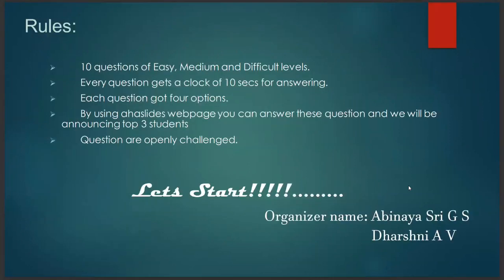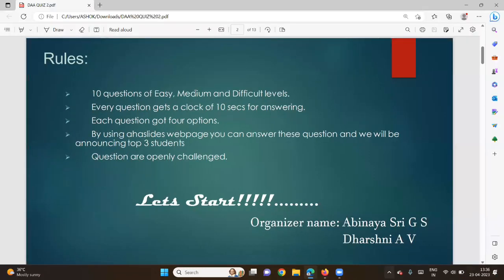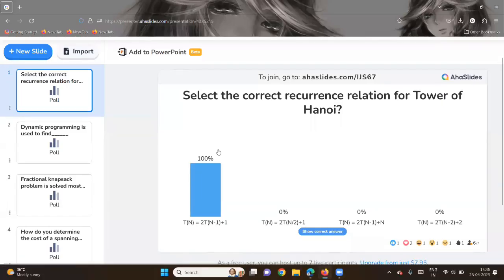Here the rules are: 10 questions of easy, medium, and difficult levels. Every question gets a clock of 10 seconds for answering. Each question has 4 options. By using the AhaSlides web page, you can answer these questions, and we will announce the top 3 students at the end. You'll get this link in the description. So the questions are openly challenged. Let's start it. We have organizers Abhinayashri and Dashni.